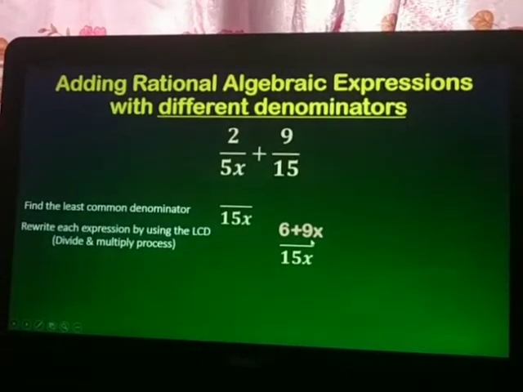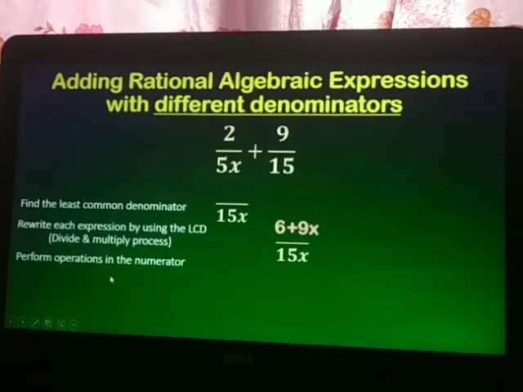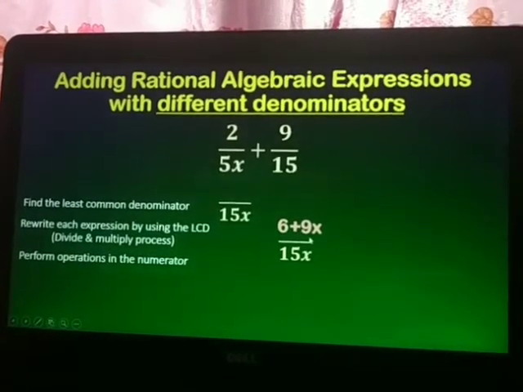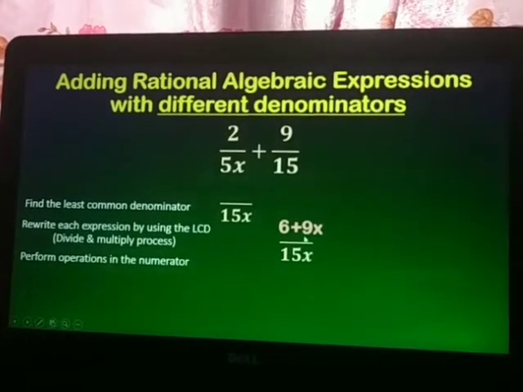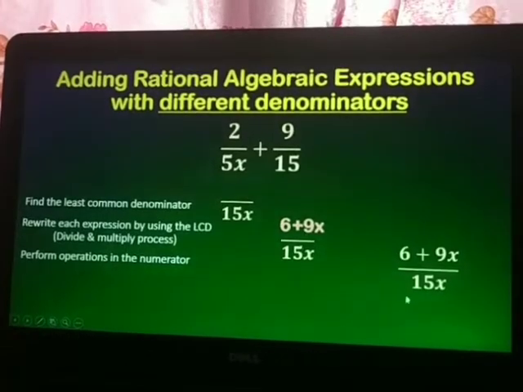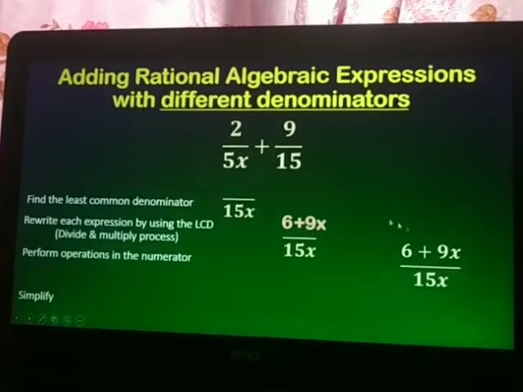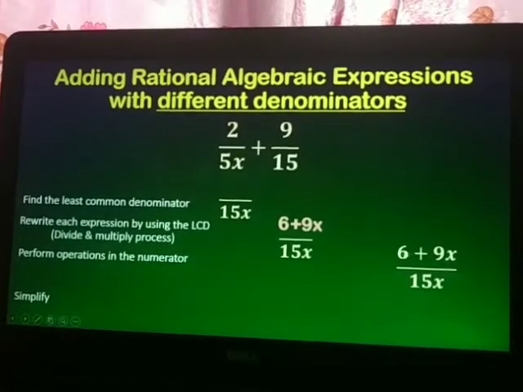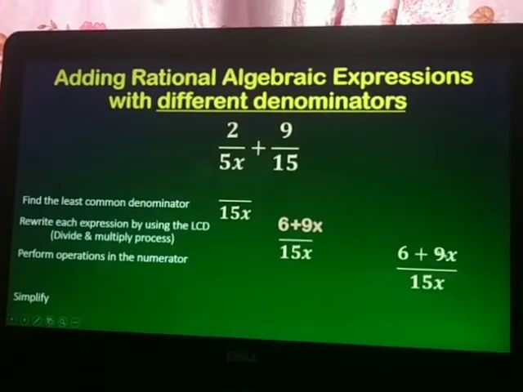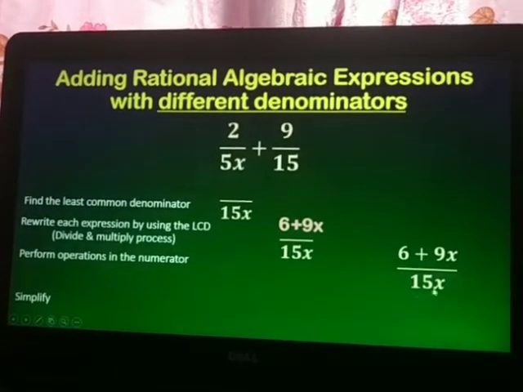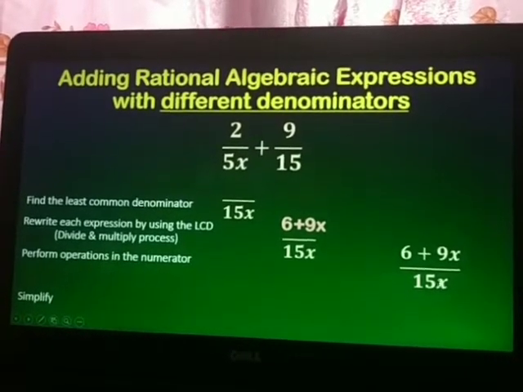So, what are we going to do next? To perform operations in the numerator. Since we cannot add them, just copy them and proceed to the next step. Simplify. Is this in a simple form? I think not. We have to factor the numerator and the denominator so that we'll have a simplified answer.